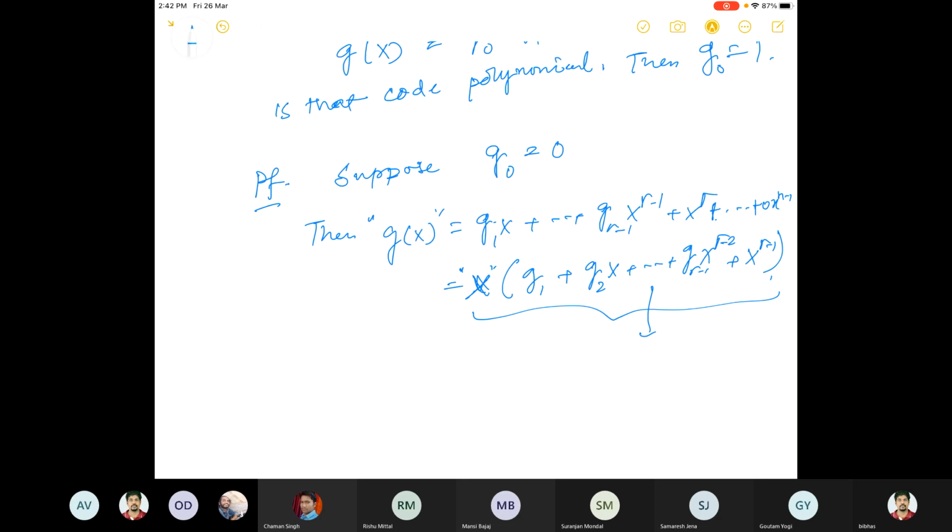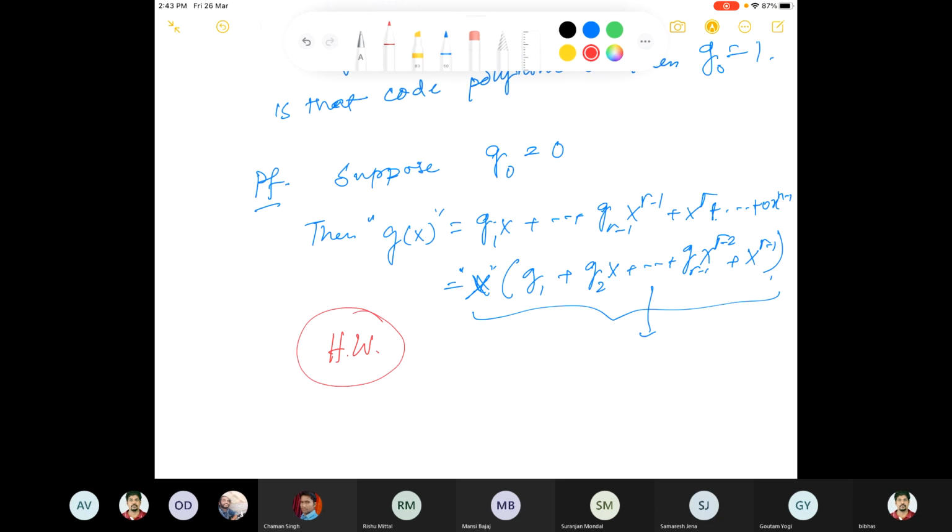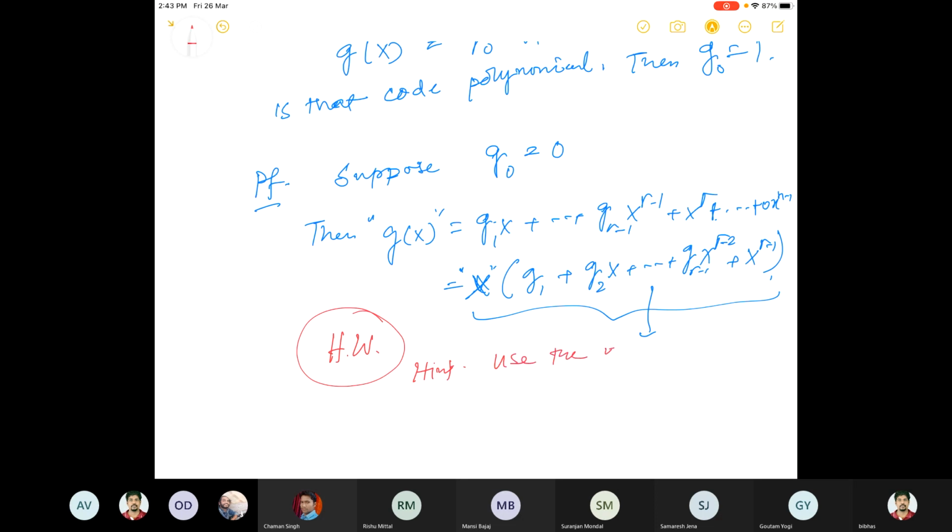No idea? This is homework. Think about it. Okay, I'll give you a hint. Use the cyclic shifting property.